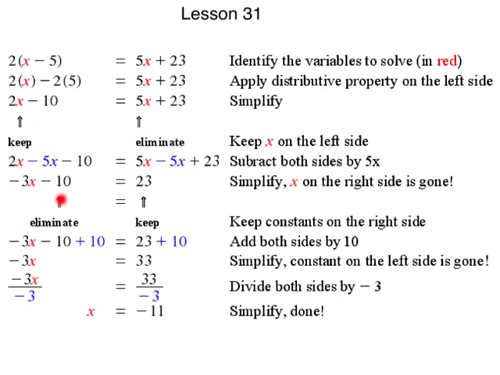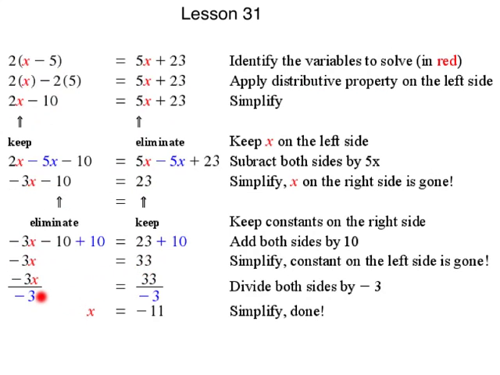Now we want to eliminate this negative 10, and we're going to do the very same thing, the opposite of what we have. The opposite of negative 10 would be positive 10, so we're going to add 10 to both sides, and then we eliminate it, and we have negative 3x equals 33.